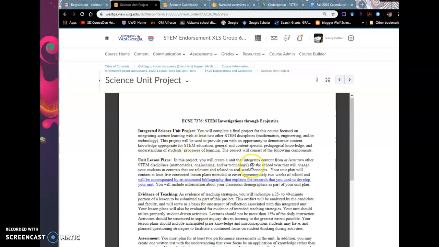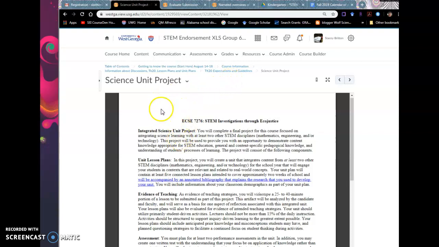Alright, so this is to give you some insight into these unit projects. This is located, if you look across the top, under Course Information, Information about Discussions, TK20 Expectations and Guidelines. There are 3 key assessments that come from these 2 courses. One of them is the math unit, the second one is the science unit, and the third one is something that you're starting this semester, but you'll finish next semester.